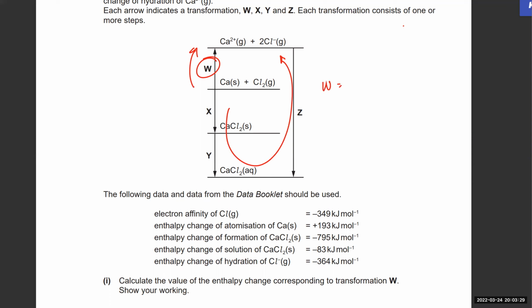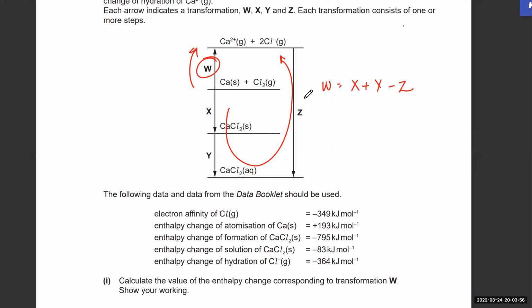W is equal to X plus Y and minus Z. So it's X plus Y minus Z. Okay, so one path is equal to the other path. So you could have made any two paths equivalent. It would have meant exactly the same thing.